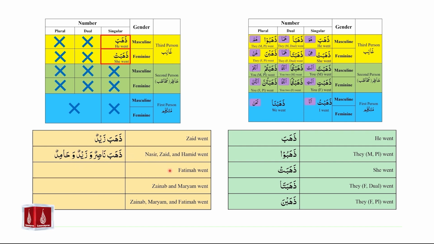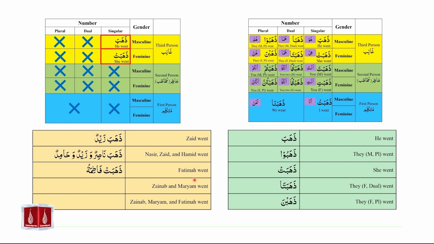Fatima went. In the case of Zaid went, we used cell number 1. And applying the same rule for Fatima went, we will use cell number 4, which is Zahabat, and we will say Zahabat Fatimatu. Please recall that we are not going to say Fatimatun because Fatima is a feminine name and therefore it is ghair munsarif.